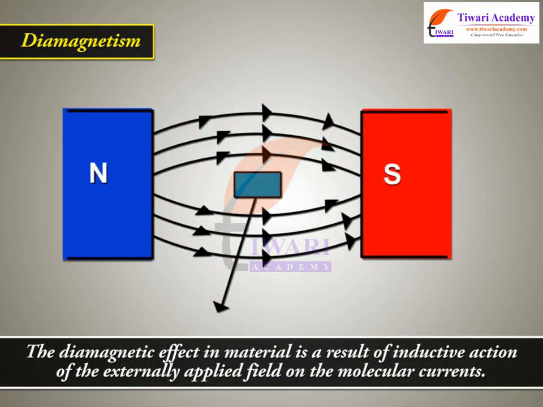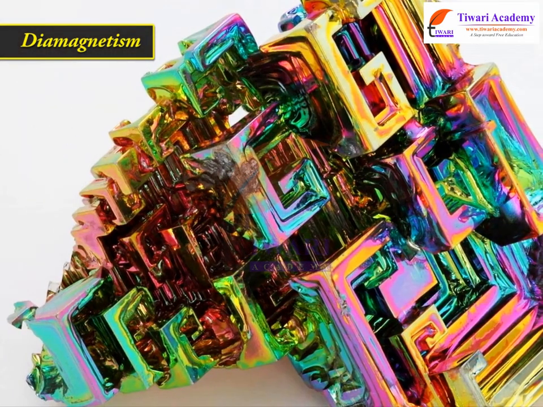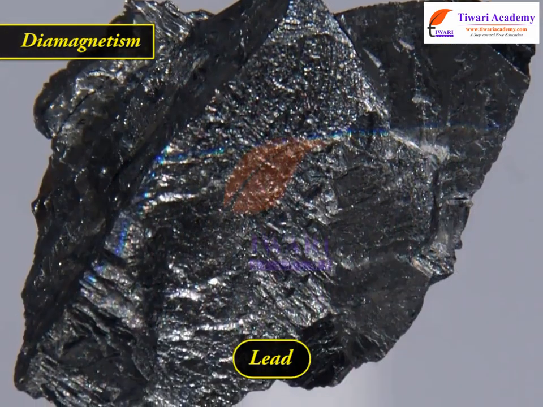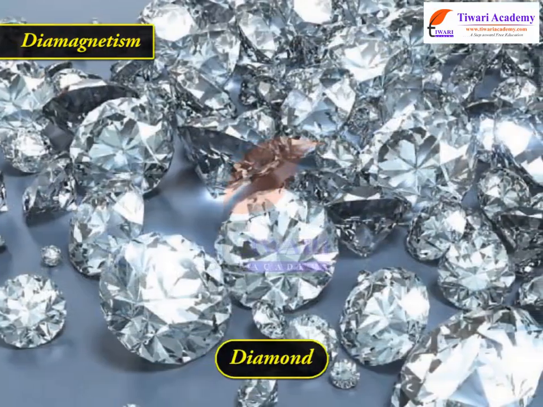The diamagnetic effect in material is a result of inductive action of the externally applied field on the molecular currents. Diamagnetic susceptibility is independent of temperature, as the effect of thermal motion is very less on electron orbits as long as it deforms them. For example, bismuth, lead, copper, silicon, diamond, etc.